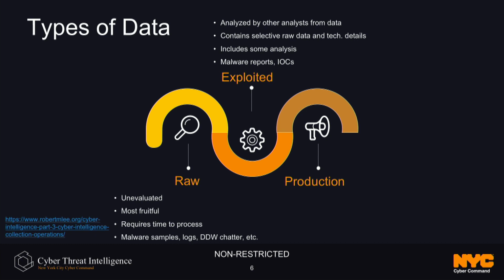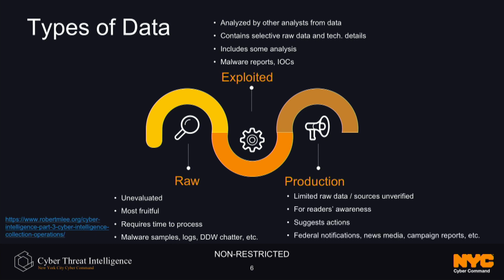And then moving all the way to the right, we have production data. Production data are limited in raw data, or might not even contain any raw data. Most of the time, sources are unverified or have been neglected or obscured, perhaps for sensitivity reasons or just brevity's sake. Usually, production data is for readers' awareness. It might suggest actions or recommendations for mitigation, perhaps. Samples include federal notifications, FBI PINs, right? Or DHS CISA alerts. News reports. Name your favorite cybersecurity news site.